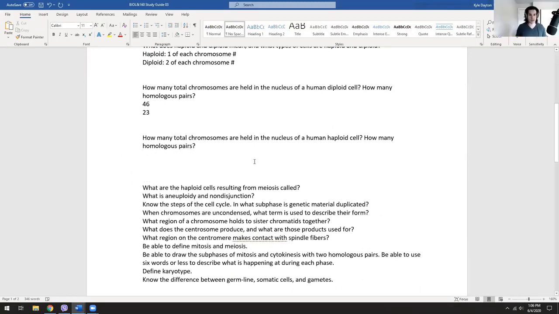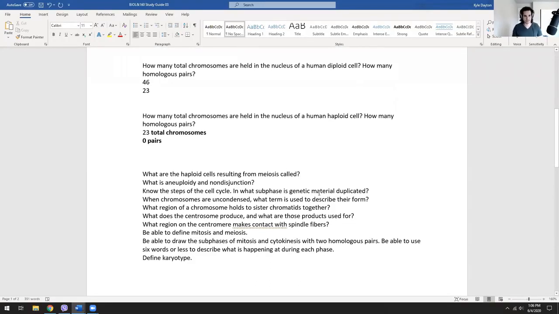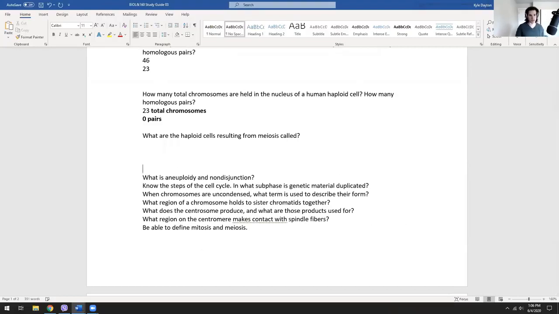How many chromosomes are held in the nucleus of a human haploid cell? How many total chromosomes? We're going to have 23 total chromosomes. How many homologous pairs? 0 pairs. Because a pair just implies that there's 2. So you're going to have one of every chromosome number, but 0 pairs.